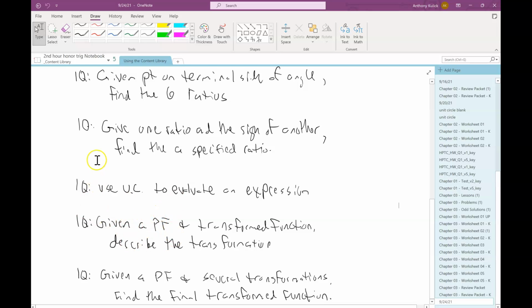And then two questions about transformation. So one where we're given the parent function asked to describe the transformation in words, like from worksheet 2, and one question where we give you a parent function and then several transformations, and you have to find the final transformed function after those transformations done in order, just like at the end of worksheet 2, I think, right? That was a worksheet 2 question. I think you had several of those to practice on.